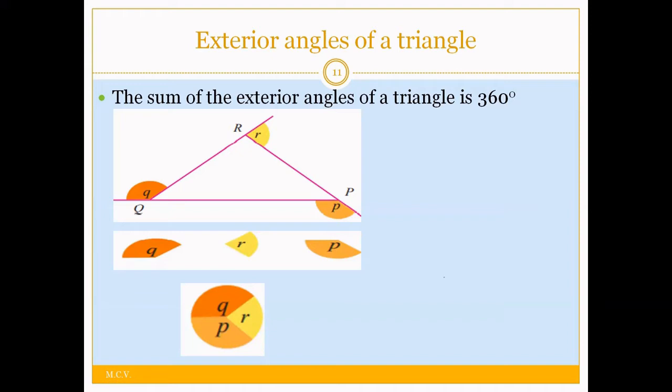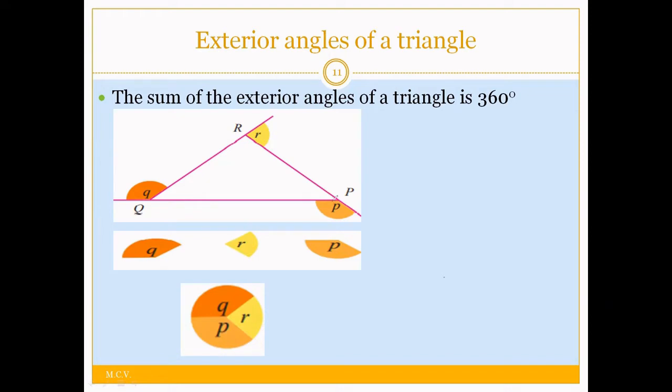Now let's find the sum of exterior angles of a triangle. Let's do some activity. Draw a triangle. Produce each side to only one side, not into both sides. Produce this side and produce the other side also. Take one exterior angle from one vertex.